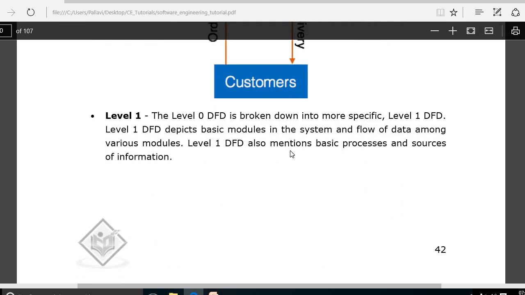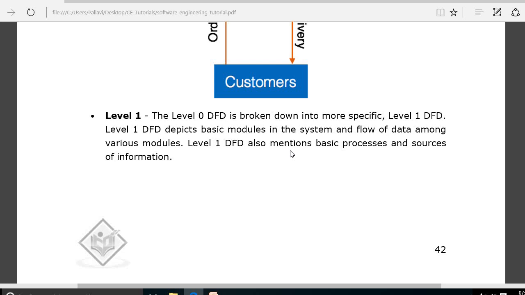So level 1: the 0 level DFD is broken into more specific parts. Level 1 DFD depicts the basic modules in the system and the flow of data among various modules. Level 1 DFD also mentions basic processes and sources of information.